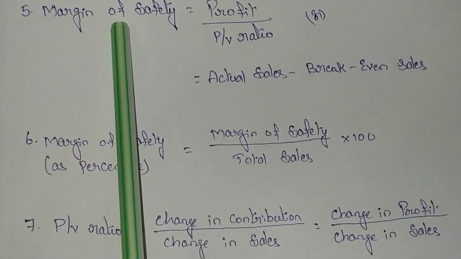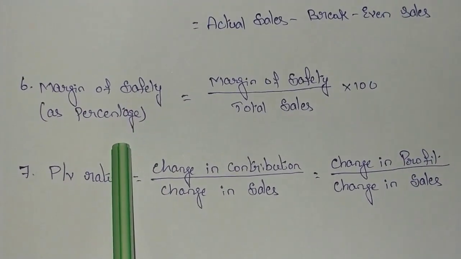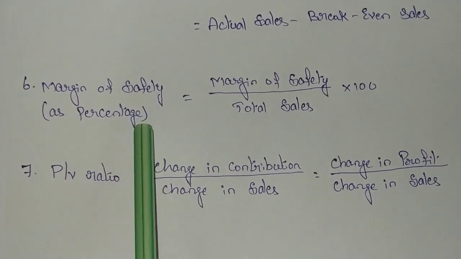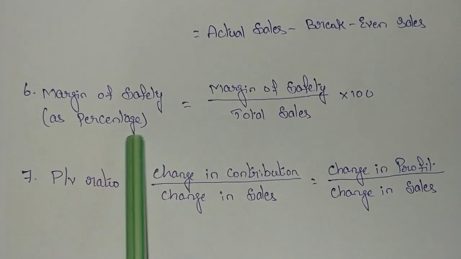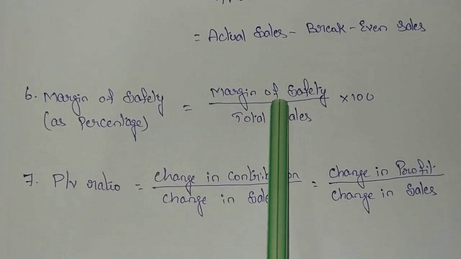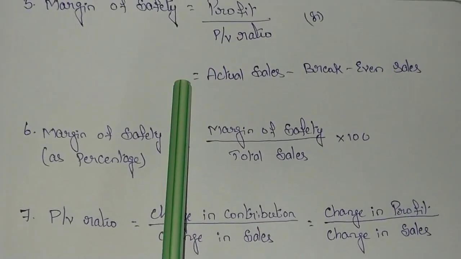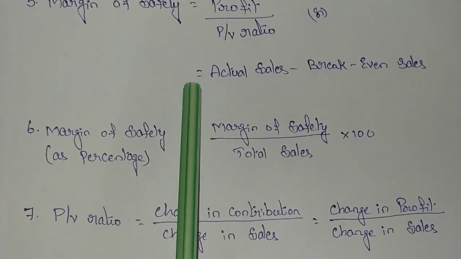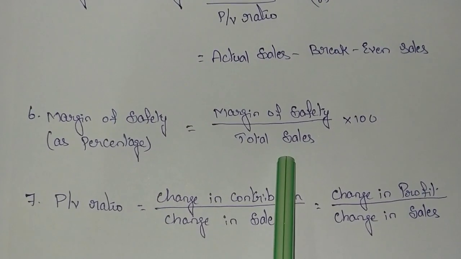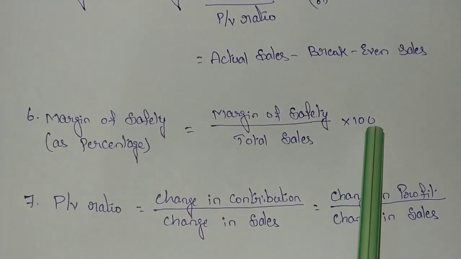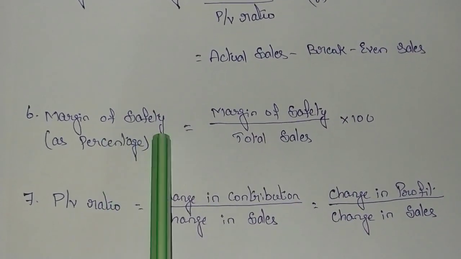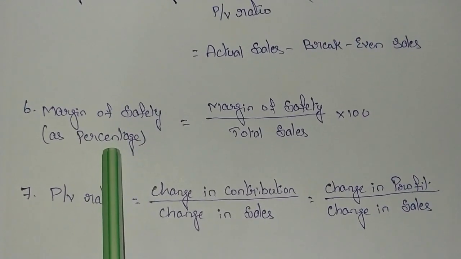Again, if you want to express the margin of safety in terms of percentages, the formula is margin of safety divided by total sales. Whatever margin of safety you have calculated should be divided by the total sales value, and if you multiply by 100, you can express margin of safety in terms of percentages.